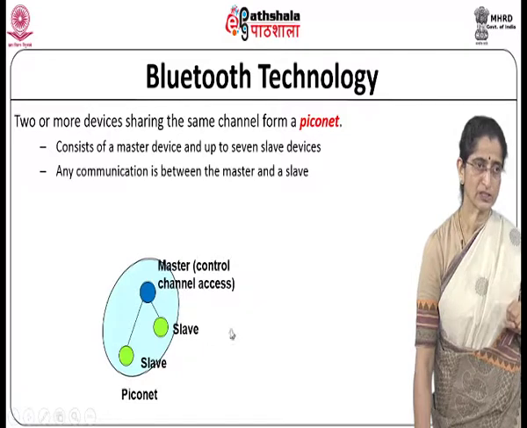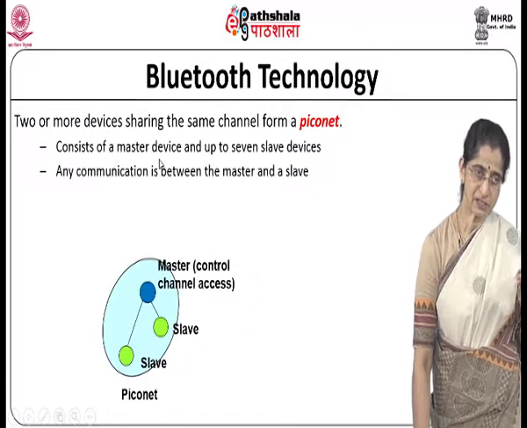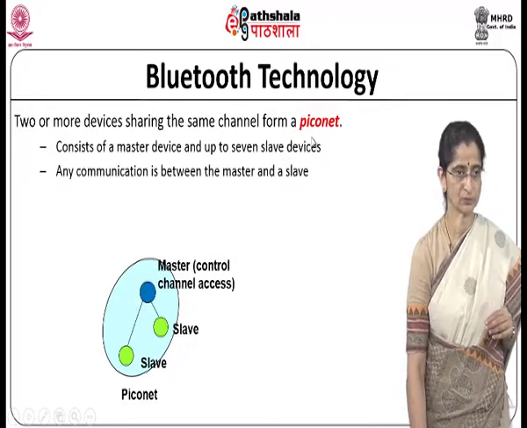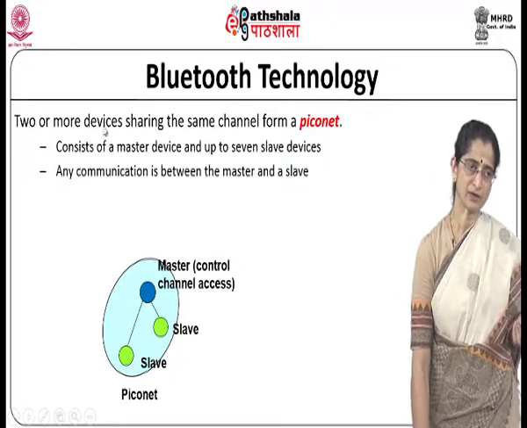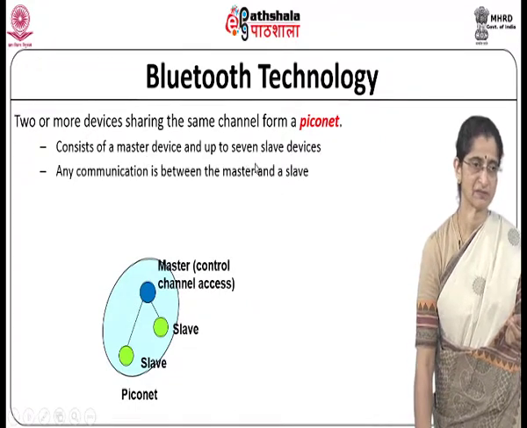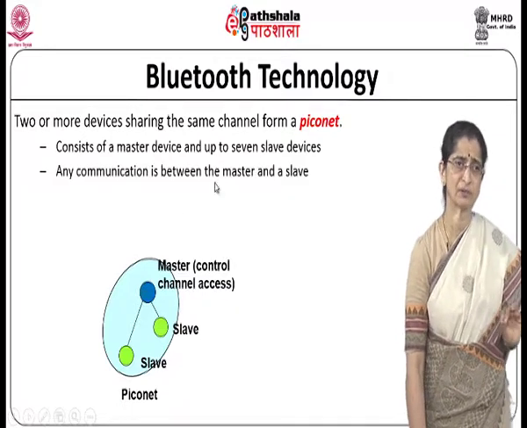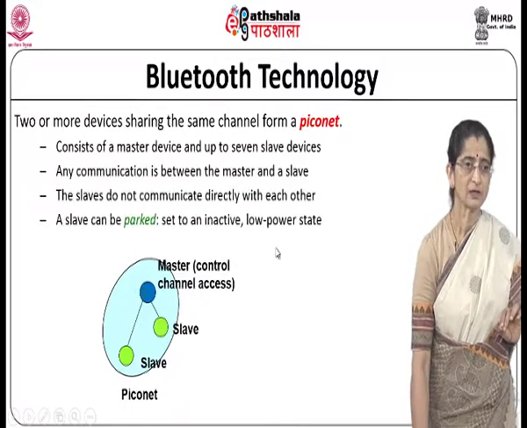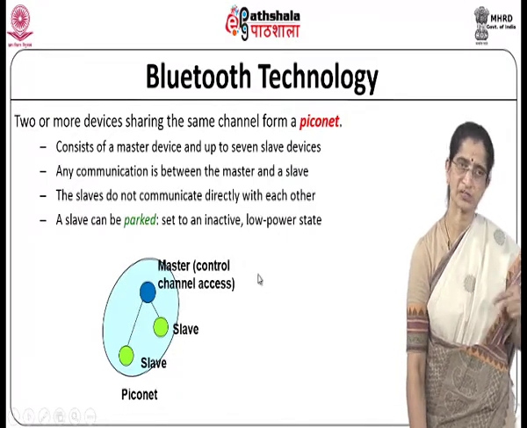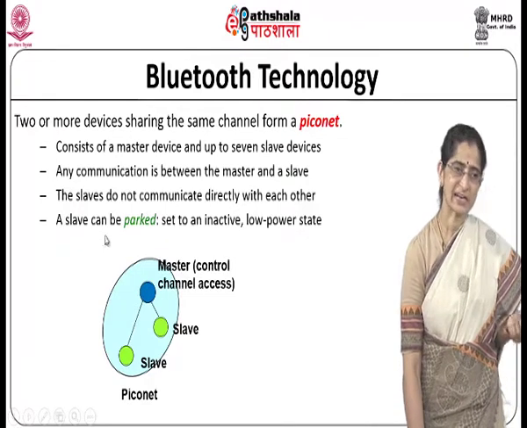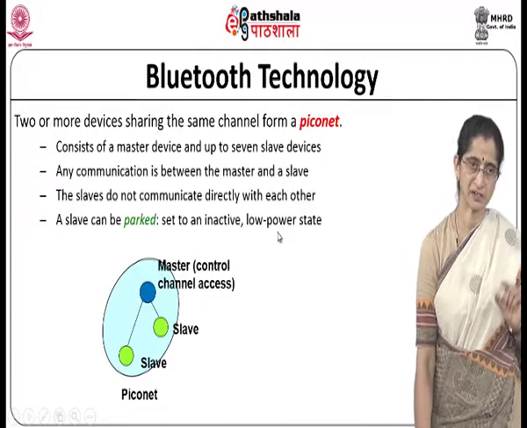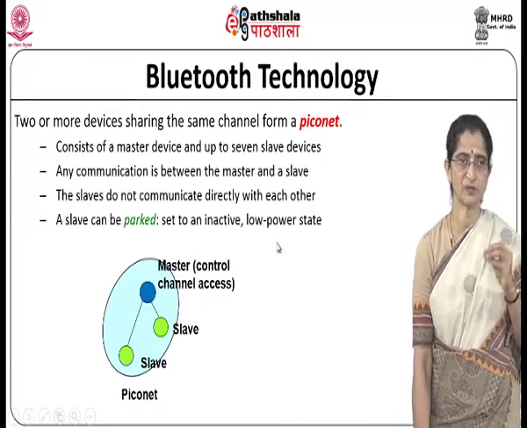Coming to the Bluetooth technology per se, the term that is used when two or more devices share the same channel to talk to each other is called a piconet. A piconet normally consists of a master device and slave devices. It can have up to 7 slave devices, and any communication is only between the master and the slave. The slaves do not communicate directly with each other. If at all they have to talk to each other, it will have to be through the master. A slave can also be in a state called parked, which means that it can be set to an inactive low power state. This is important because power consumption is one of the key features of the Bluetooth protocol.